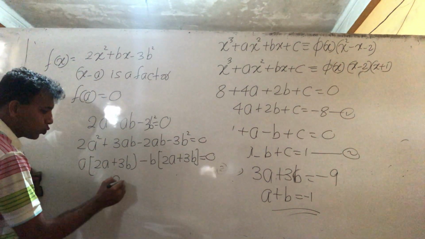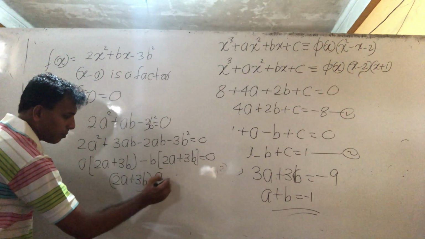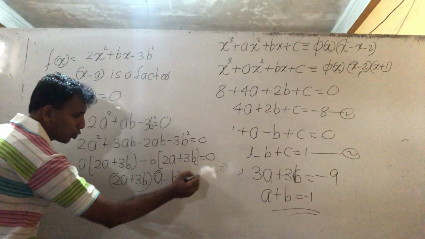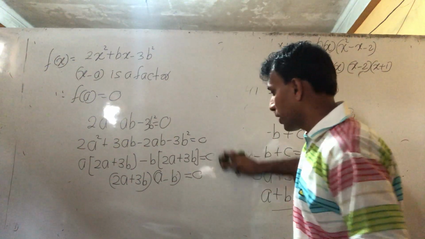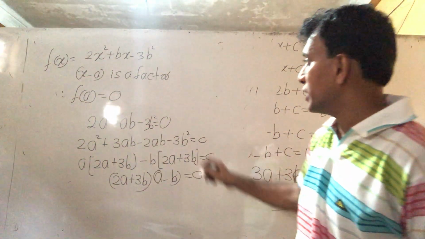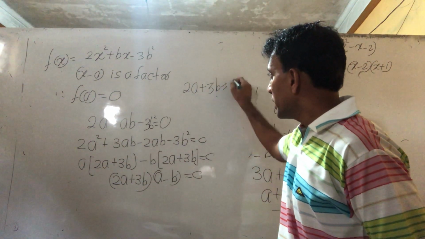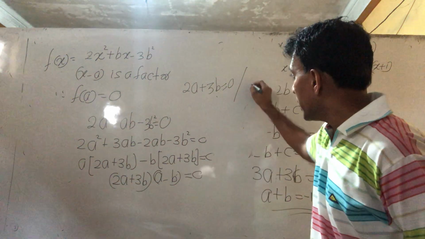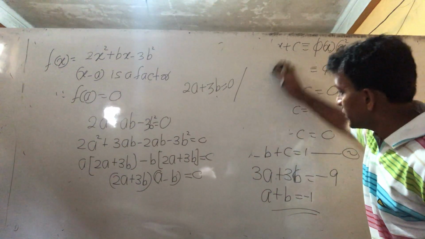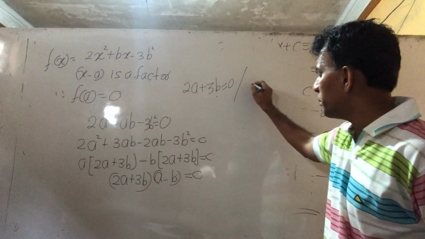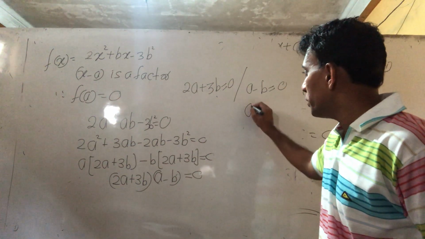Therefore 2a plus 3b, one factor. The other one, a minus b equal to 0. Therefore, two brackets multiply to equal 0. One of them is 0, right? So 2a plus 3b is 0 or a minus b equal to 0. That means a and b are both the same. A minus b 0 means a equal to b.